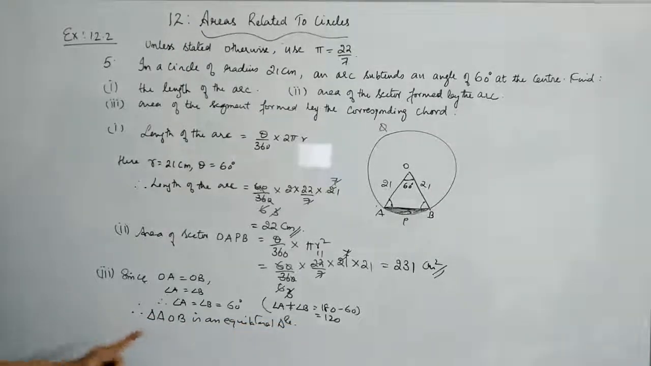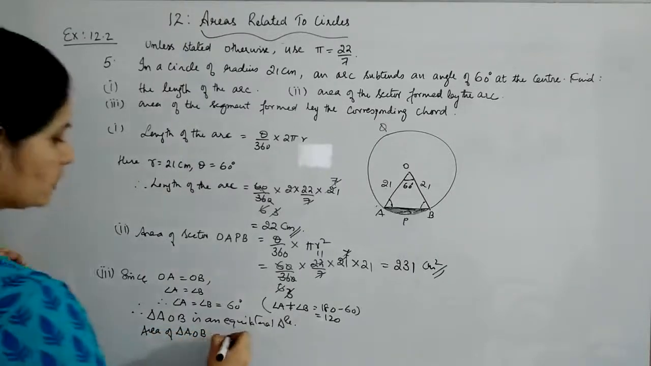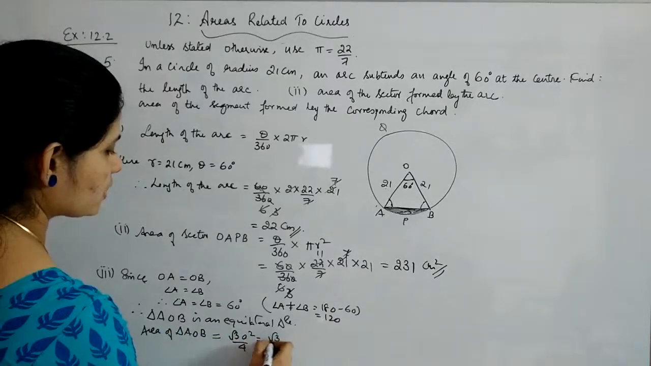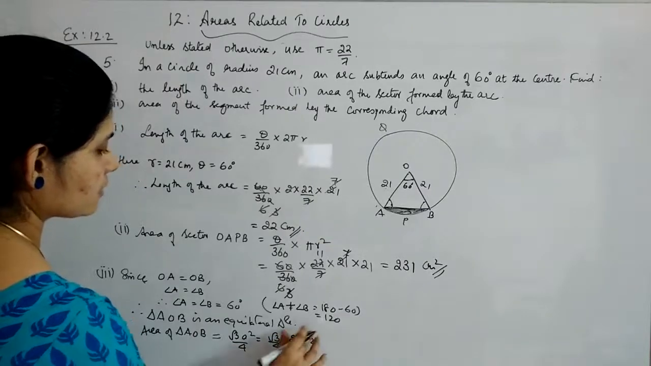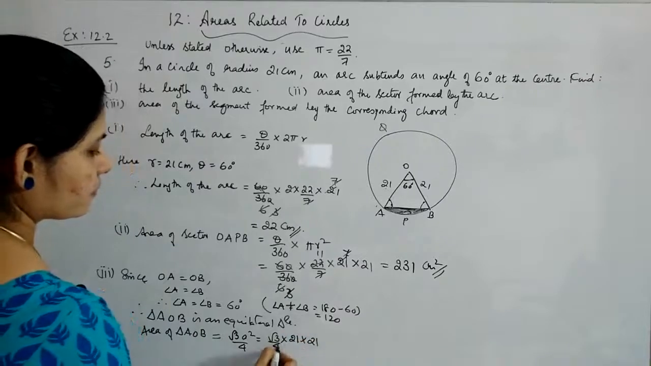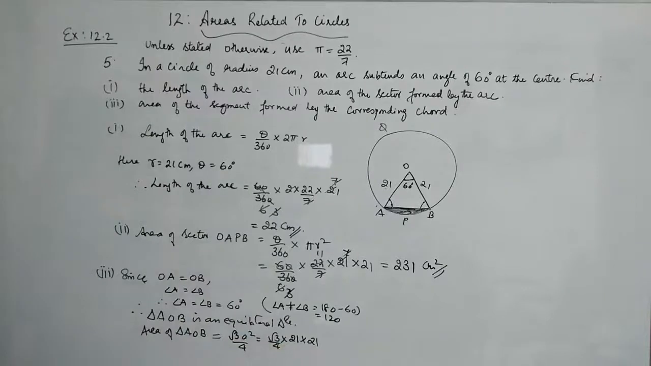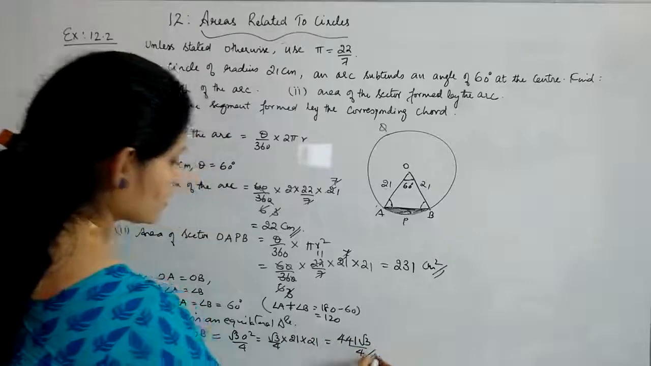Okay, equilateral triangle. So what is the area of an equilateral triangle? It is root 3 a square by 4. So you'll get the area of triangle AOB is equal to root 3 a square by 4, which is root 3 by 4 into a, which is 21, so 21 into 21. Okay, and 21 into 21 is 441. So you're getting 441 root 3 by 4. This is the area of the triangle.